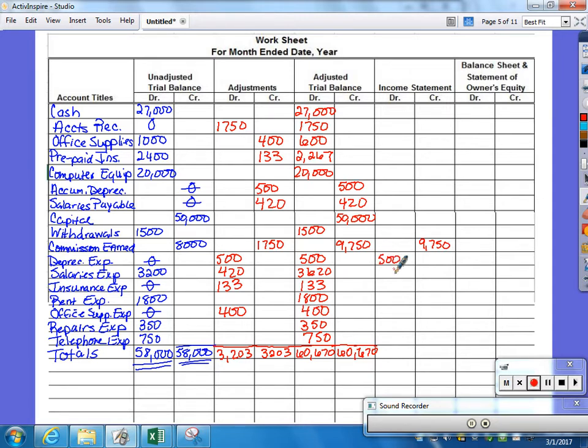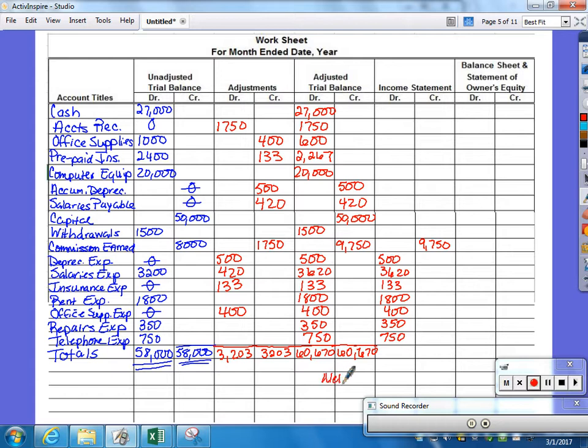500 for depreciation expense, 3,620 for salaries expense, 133 for insurance expense, 1,800 for rent expense, 400 for office supplies expense, 350 for repairs expense, and 750 for telephone expense.